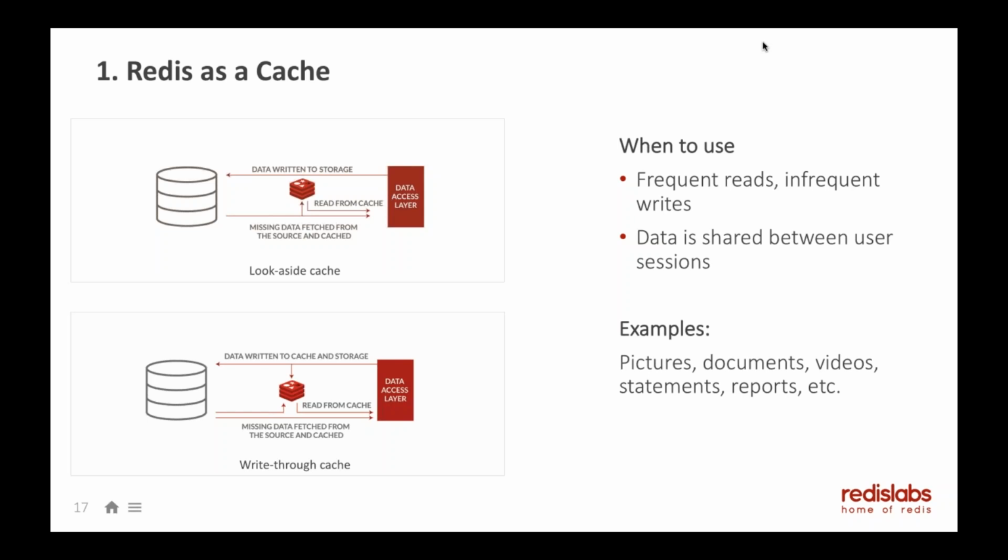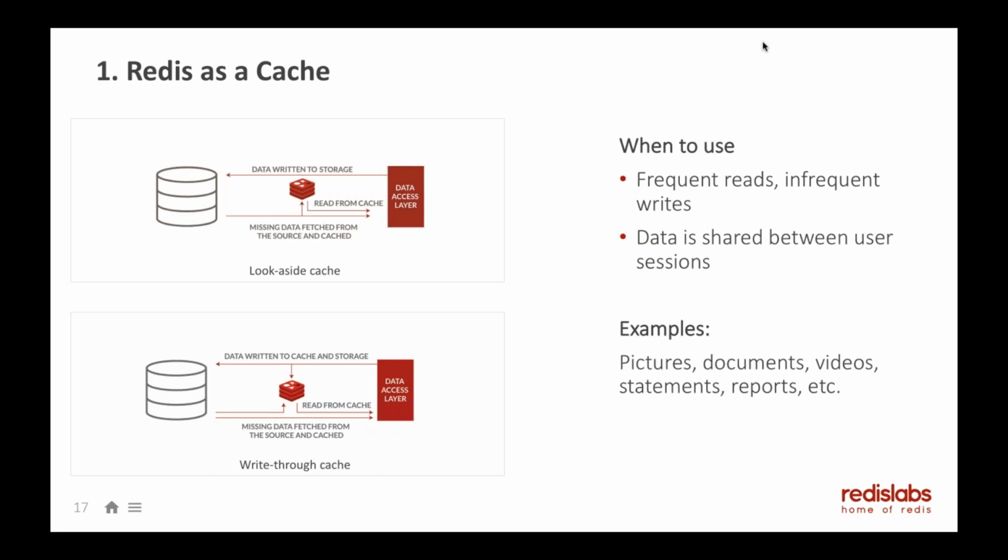Now, if there's something that's reread frequently, something that's popular, something that's shared between users, rather than fetching that data every time from the backend database, you can just put that in Redis and fetch it from Redis. For the first hit, you always go to the backend database, but for all subsequent reads, you can read from Redis. So that's the idea.